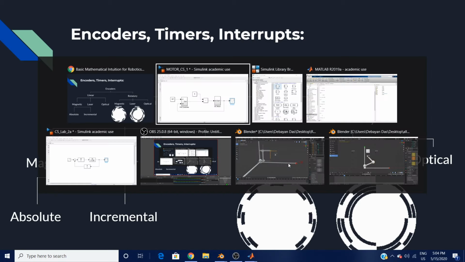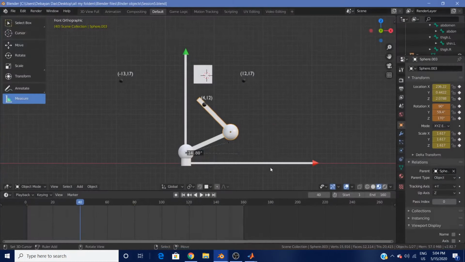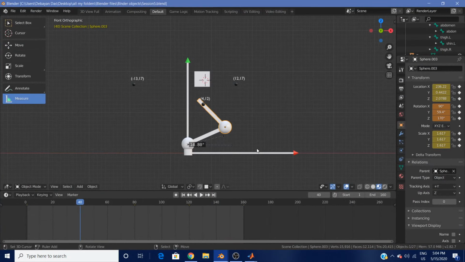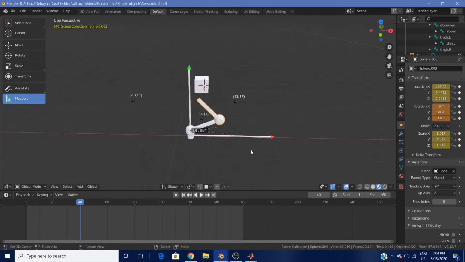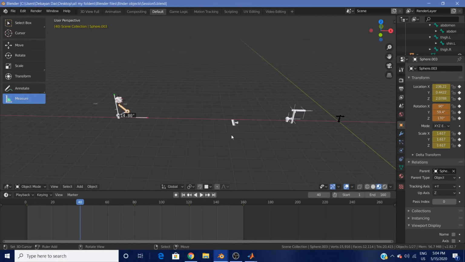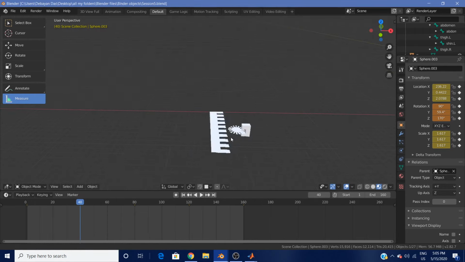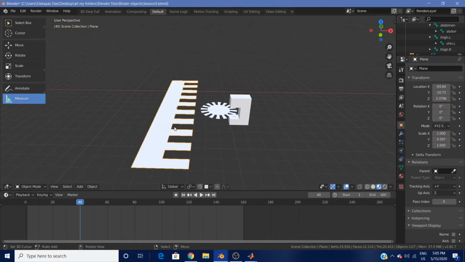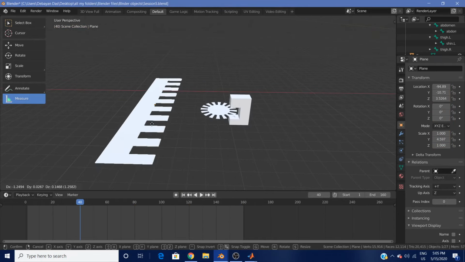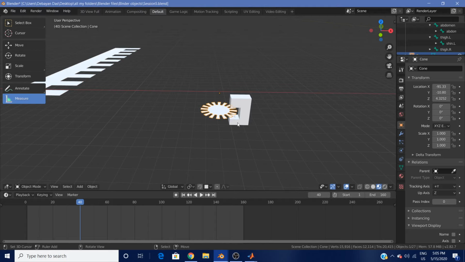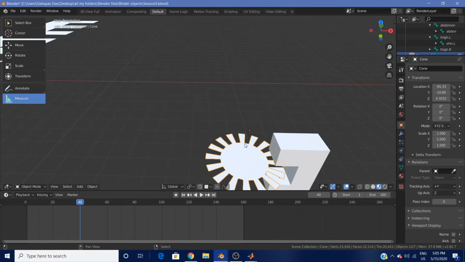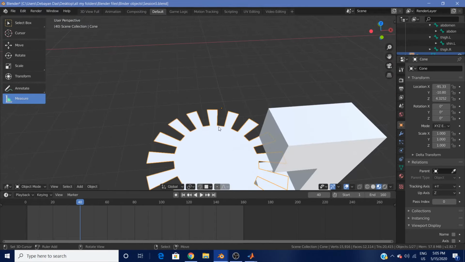So if we just look at an encoder that I modeled out over here, this is what an encoder would look like. This is a linear encoder, and this is how an optical encoder would look like. This optical encoder would be able to tell us only the speed of the motor.